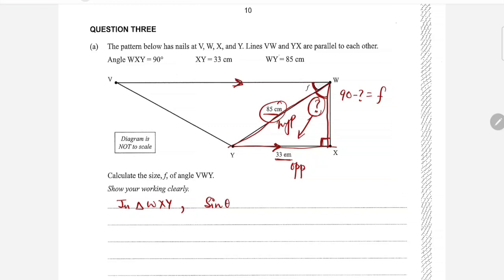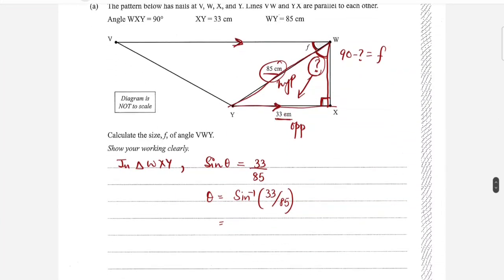We don't know what that angle is. Just use theta equals opposite over hypotenuse. So theta is equal to sine inverse of 33 over 85. Put that into the calculator and make sure your calculator is in degrees. I'm repeating that again and again because that's a very common mistake. That will give you 22.84 degrees.